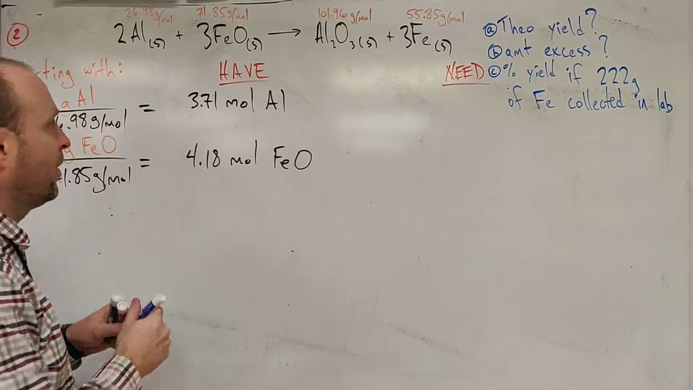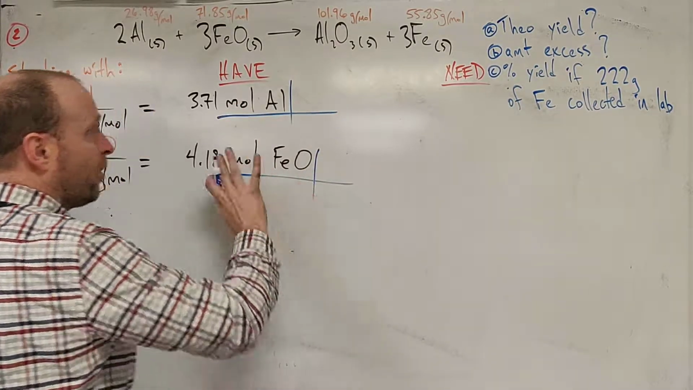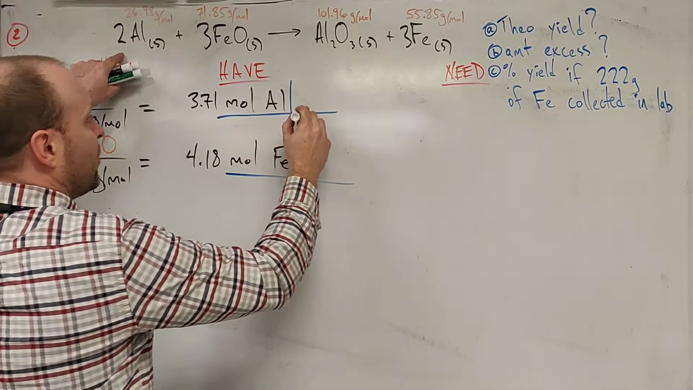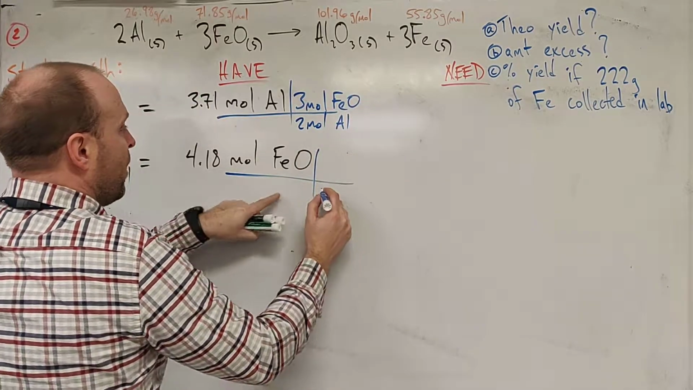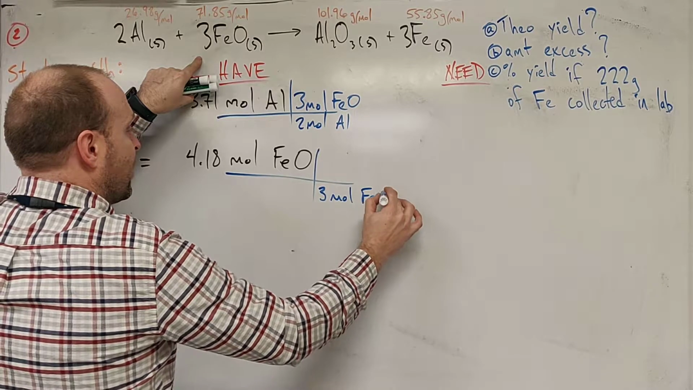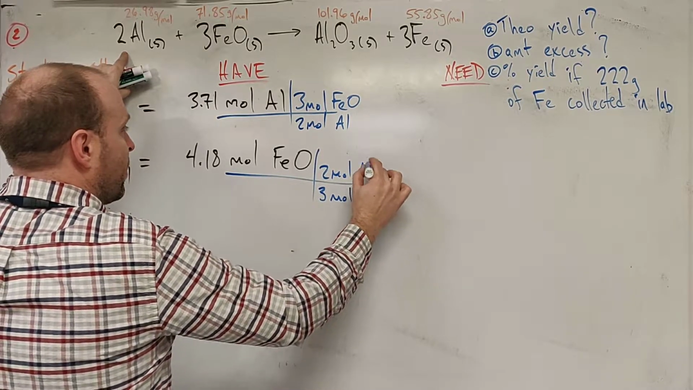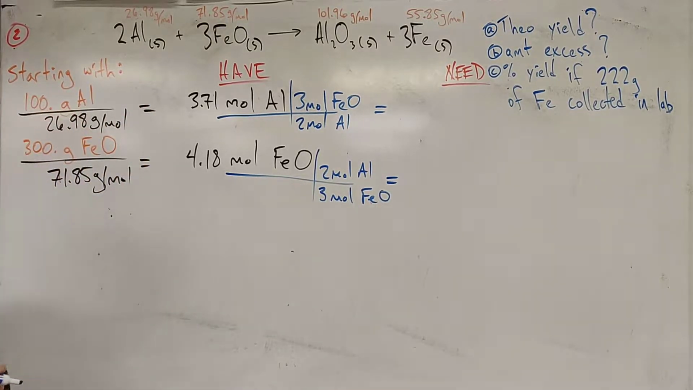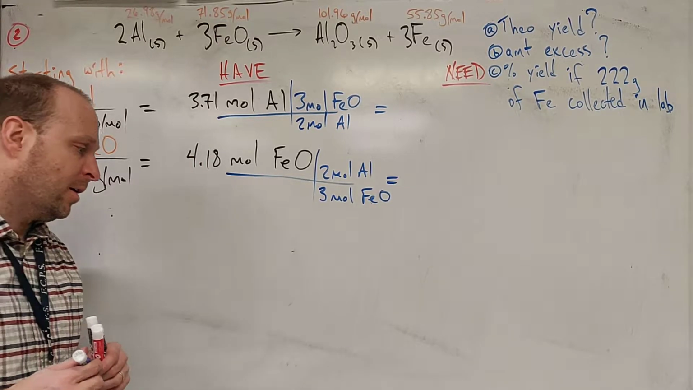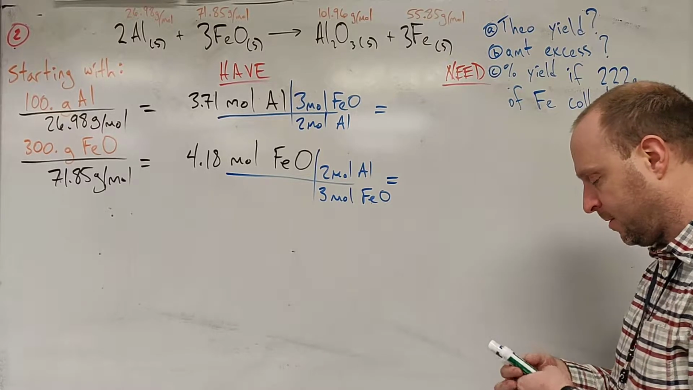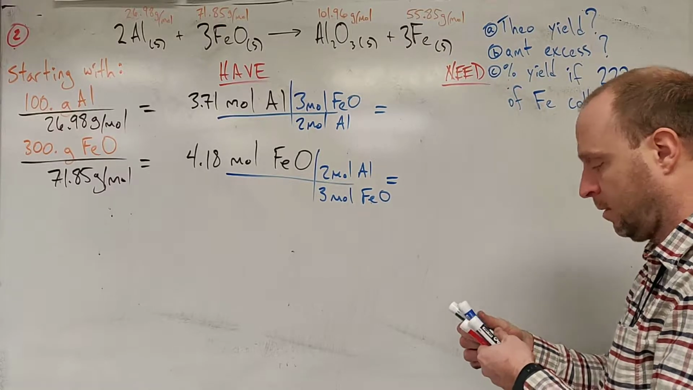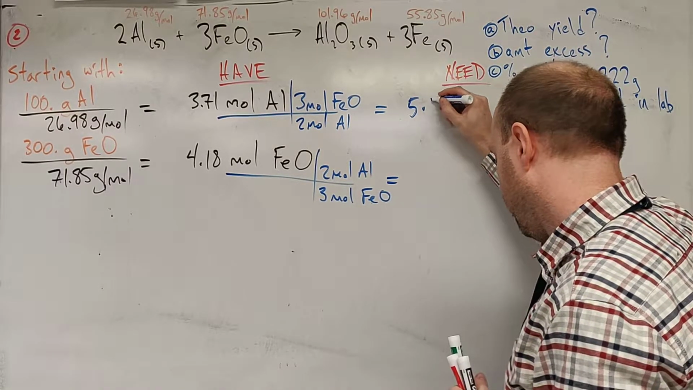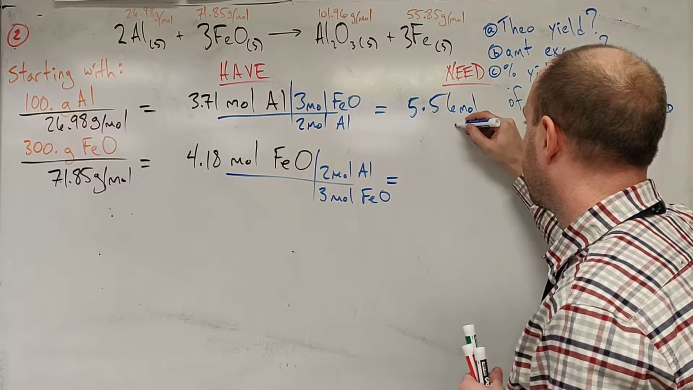All right? Looking at our stoichiometry then here, everything after the first box comes from the balanced chemical equation. This is 2 moles of aluminum for every 3 moles of iron oxide. All right? And for every 3 moles of iron oxide, we've got 2 moles of aluminum. This will give us our numbers that we need to completely react with the amounts that we have. In the case of the iron oxide for the first one, it's 5.56 moles of iron oxide.